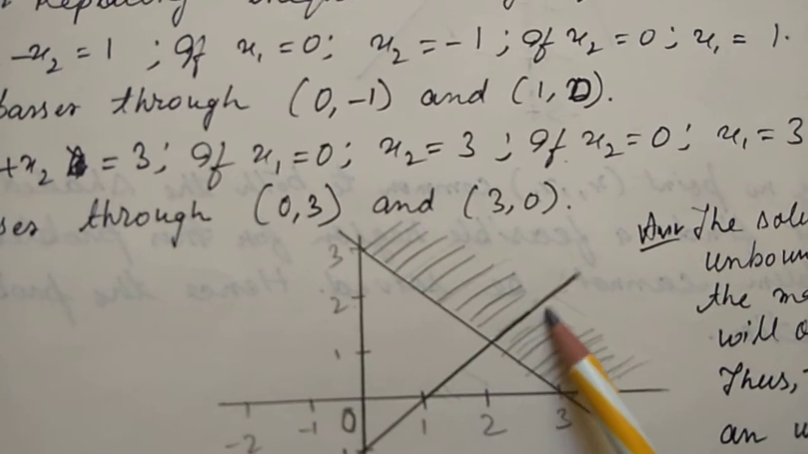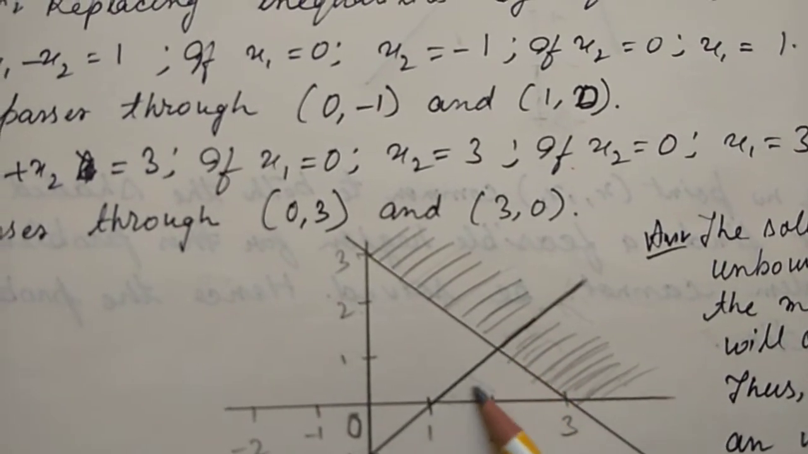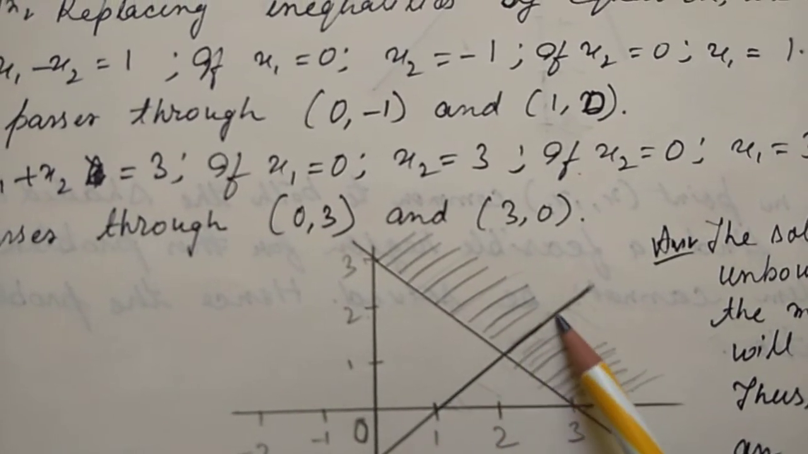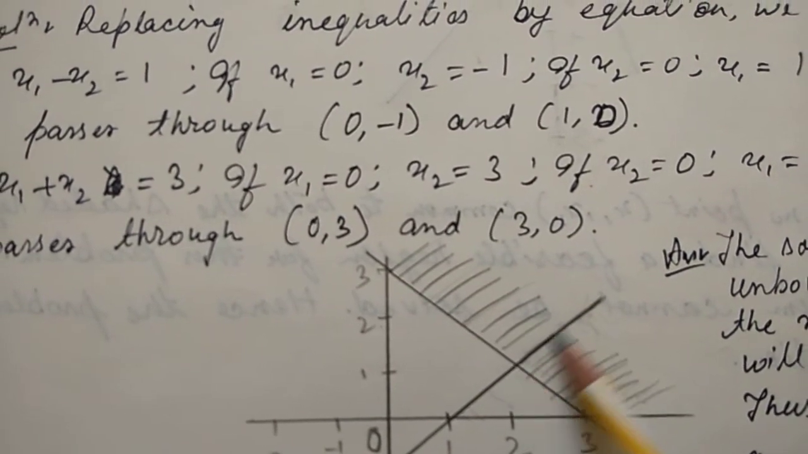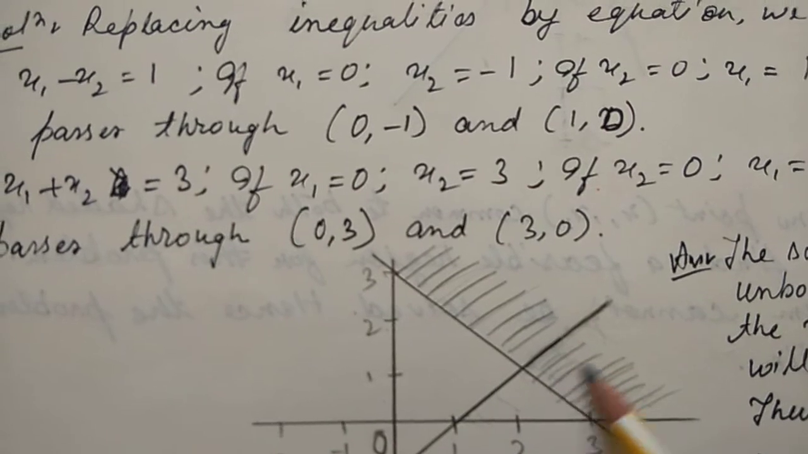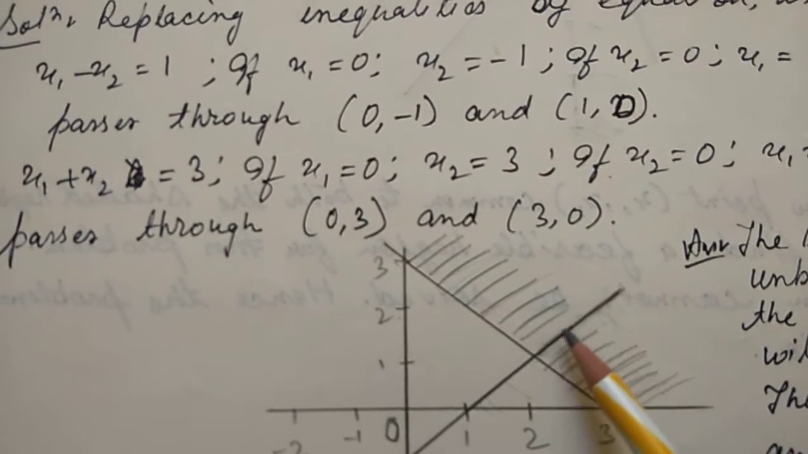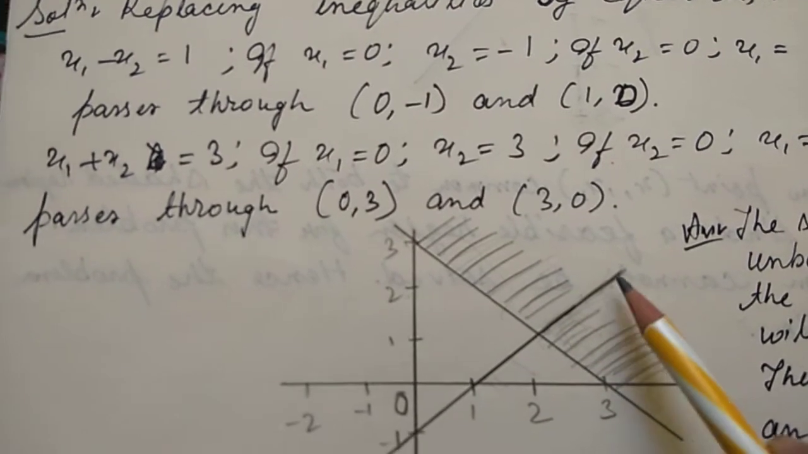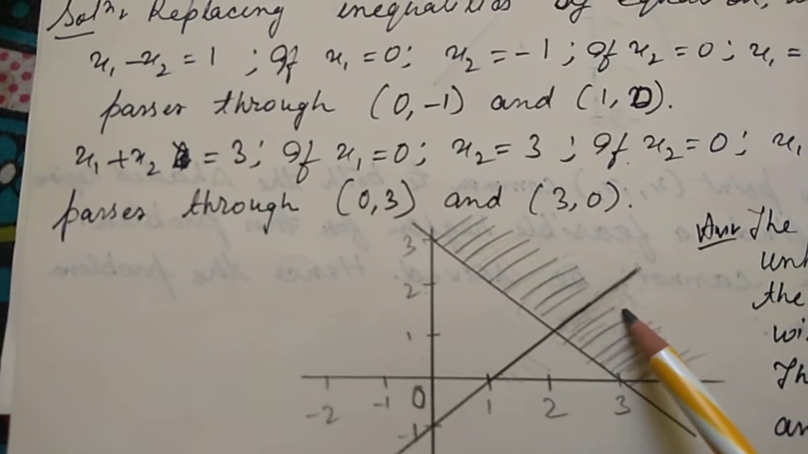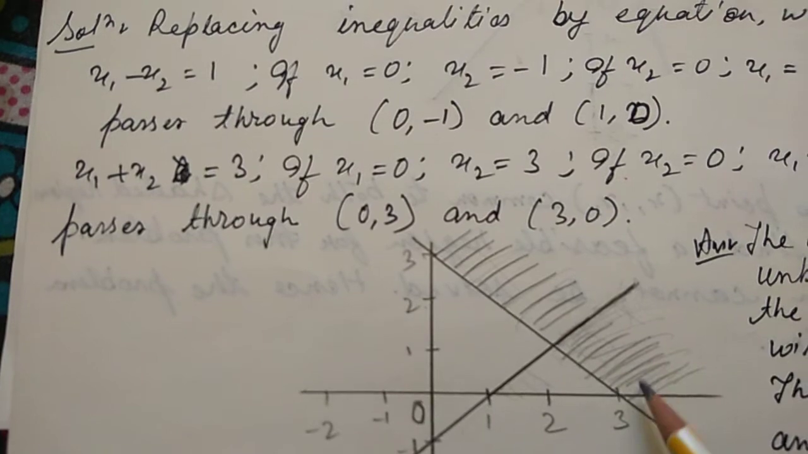Now, what is the common area shaded? This is the common area, right. This is the common area, isn't it? This is the common area, not this one. If you shade this part of the first straight line and this one for the second straight line, then this is your common area, isn't it?